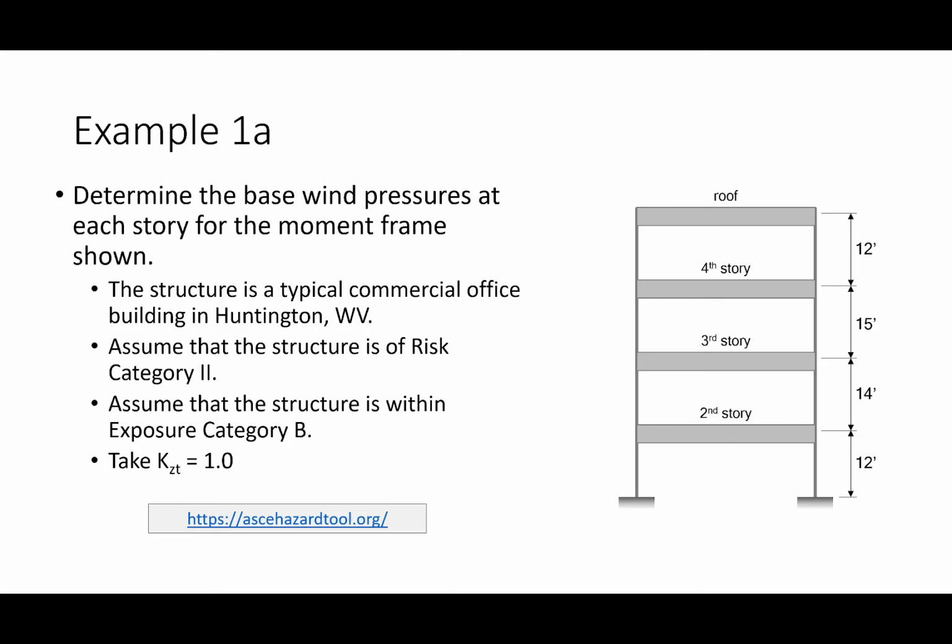We're going to determine base wind pressures at each story, and we're going to do that for this frame shown. We're going to assume that this is a commercial office building in Huntington, West Virginia. Since it's a commercial office building, we're going to assume it's risk category 2. And since it's in Huntington, we're going to assume it's exposure category B. We're going to take the KZT term to equal 1 because we're going to assume it's on a flat environment. We don't really need to worry about that. We're going to try and determine what the pressures are at each height of the building. That's what we're going to work on here. So let's see what we can figure out.